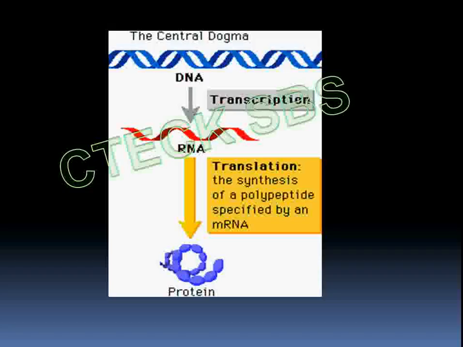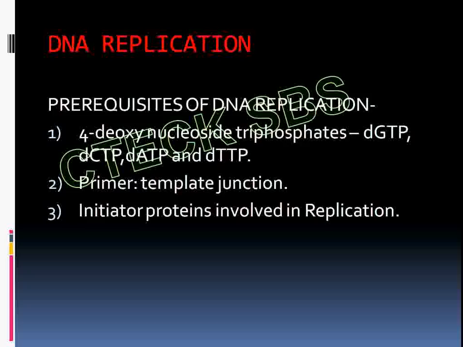So the central dogma of molecular biology involves three processes: one is replication, second is transcription, and third is translation. Replication involves the formation of a DNA from a DNA. The second process, transcription, involves the formation of an RNA from the DNA. And this RNA acts as a raw material for the formation of a protein in the process of translation. Now let's understand these processes one by one.